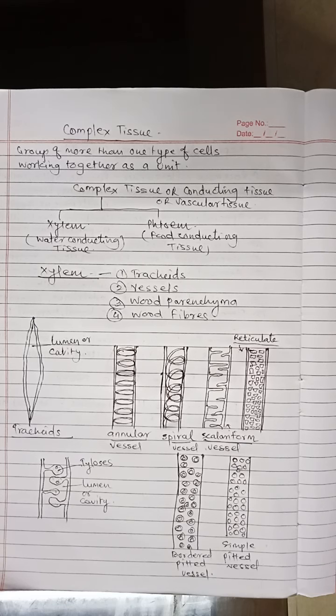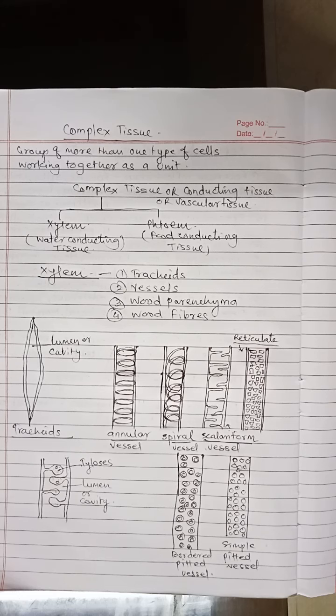Then second, that is vessels. These are cylindrical tube-like structures. They are formed by the absorption of the end walls, form a row of procambial cells placed end to end. They are placed one above the other. The mature cells have no protoplasm and the walls are lignified. The cell walls have various types of thickenings.